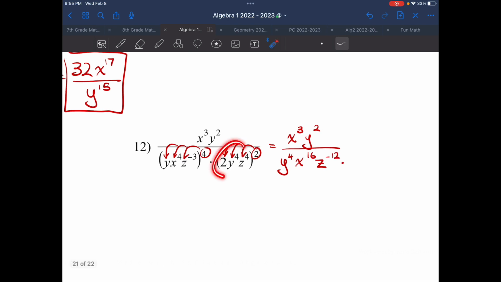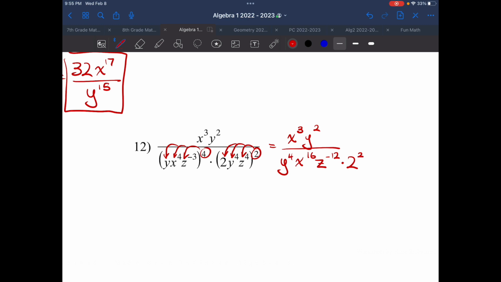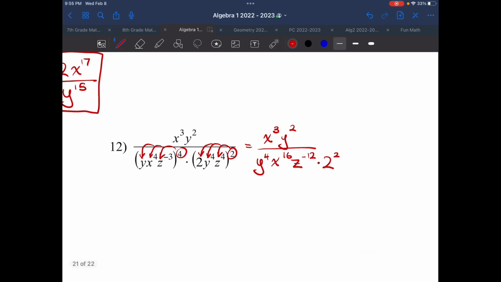Now I'm going to do all of this bit over here. 2 is going to go up there, so it's going to be a 2 squared. Moving to the right a little bit, I have y to the power of, again, this is a power to a power, so we're multiplying. 2 times 4 is 8, and this is going to be z to the power of, and then again, this is 4 times 2, so it's going to be 8.